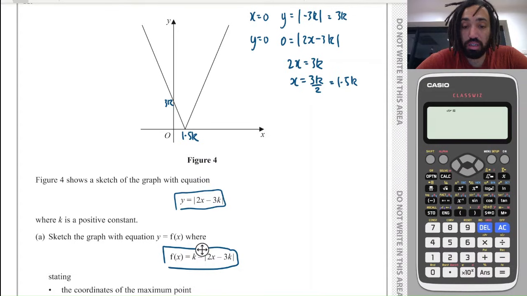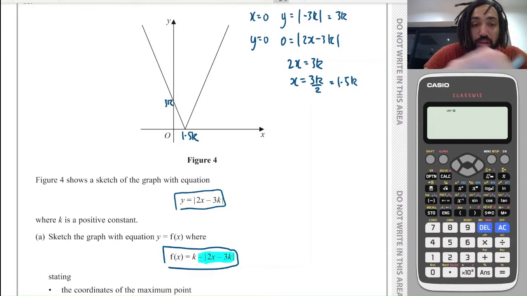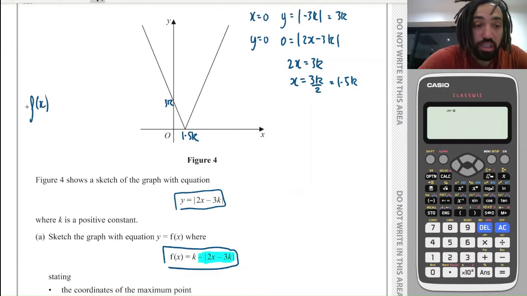And that function is very similar to the original one. The first thing I notice is, forget about this first k in front, but if I just look at that highlighted part, that is essentially the first function turned negative. And we know from our graph transformations that minus f of x is a reflection in the x-axis.